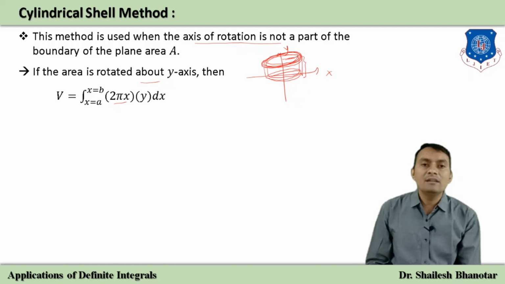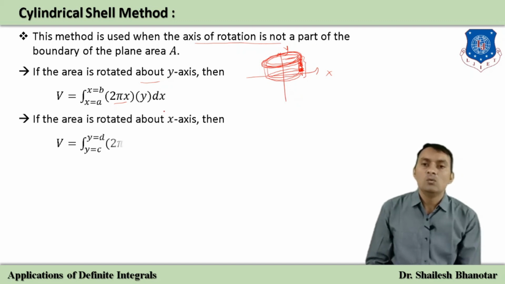And what will be the width? This is our width, and it changes along the x-axis, from x equals x1 to x equals x2, and therefore it is dx. So the limits depend only on x. Therefore, the integration from a to b of the circumference, 2 pi x, into the height, y, dx.